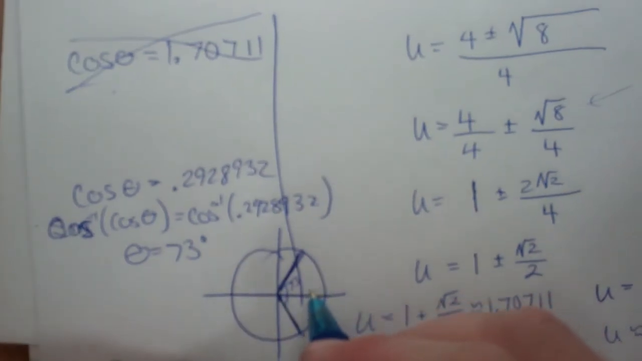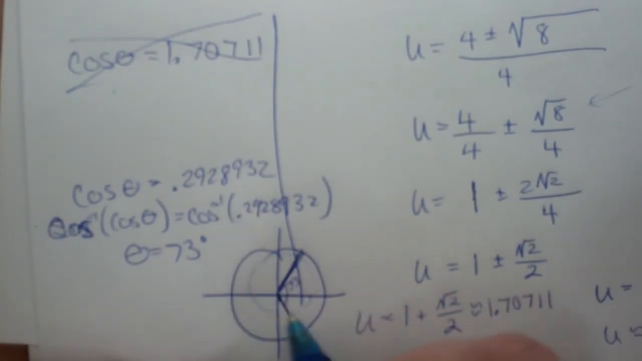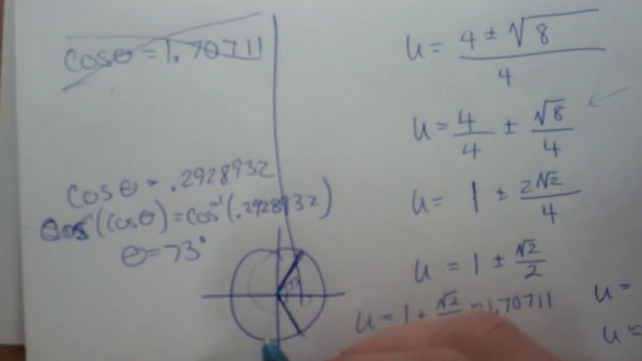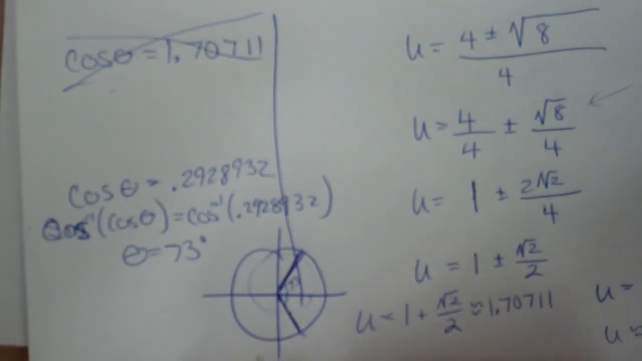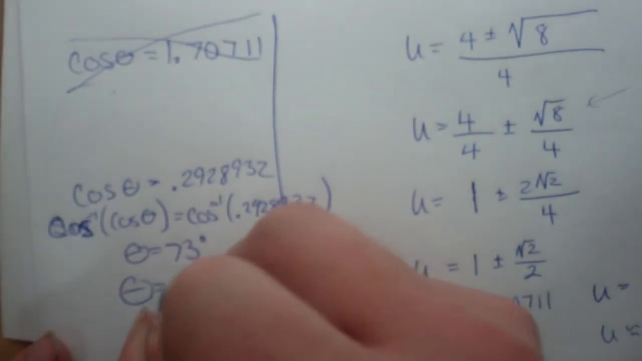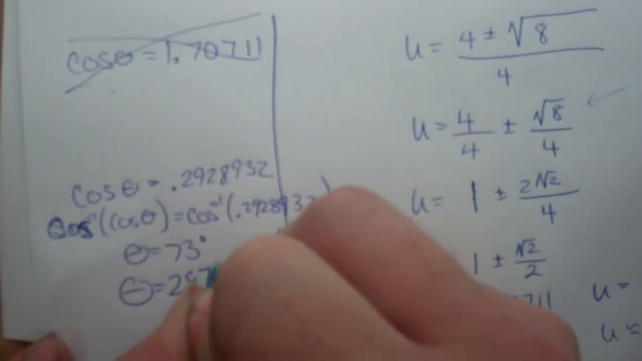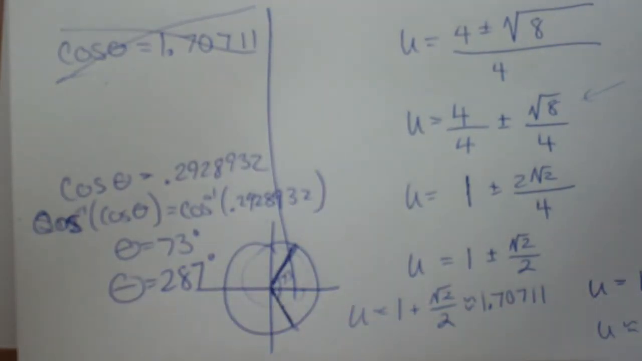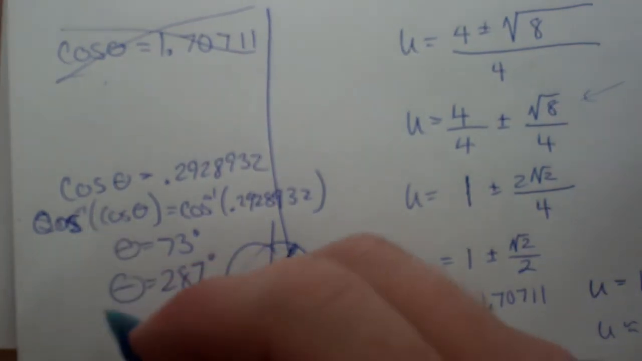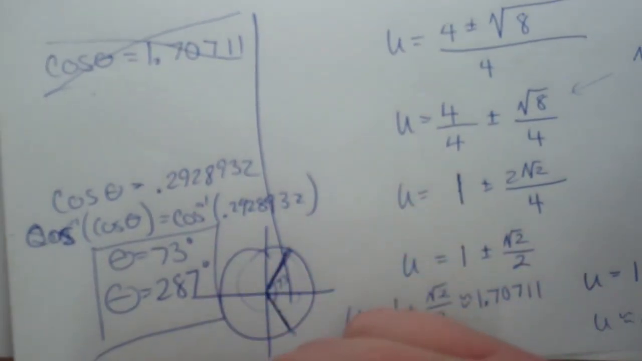So to find this larger angle, let's go 360, but then back up 73. So it's 360 minus 73, which gives us 287. And so these two angles are 73 degrees and 287 degrees. And these are the final answers.